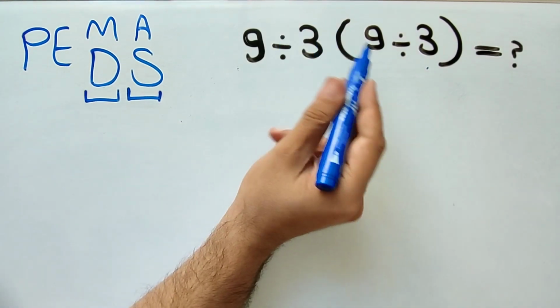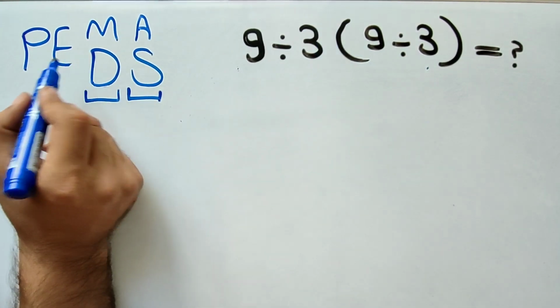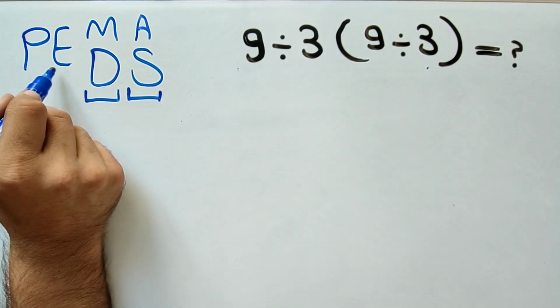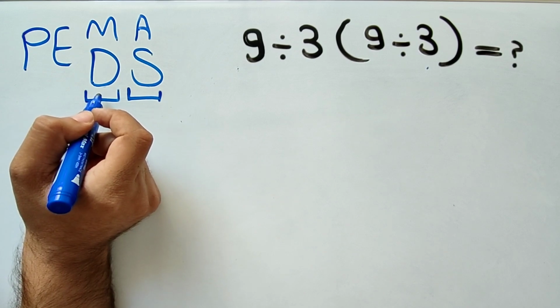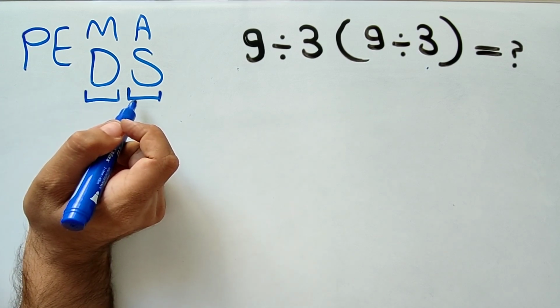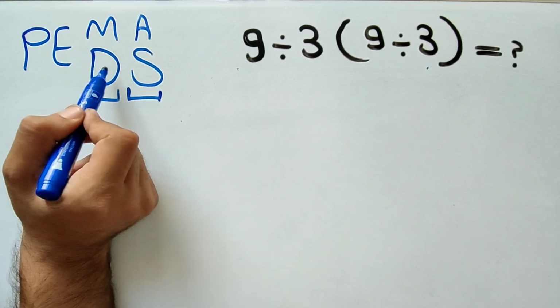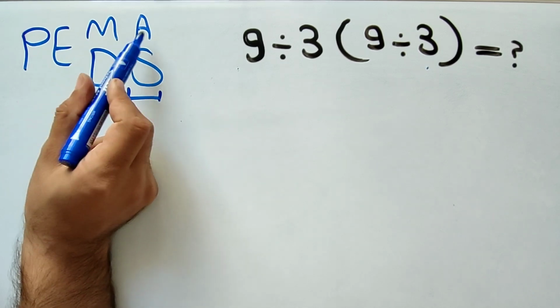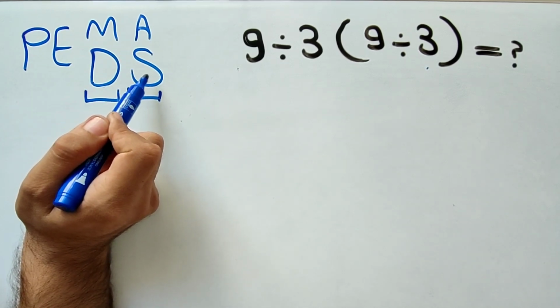We have to solve this math expression in this way. First parentheses, then exponent, then multiplication and division, and then addition and subtraction. As we know, multiplication and division are equally important, and addition and subtraction are equally important.